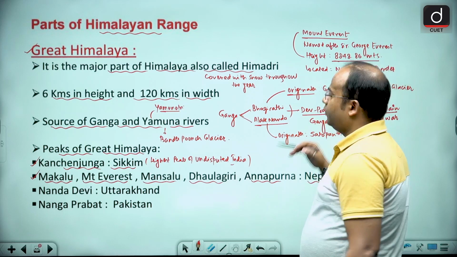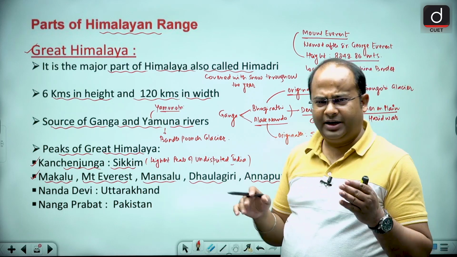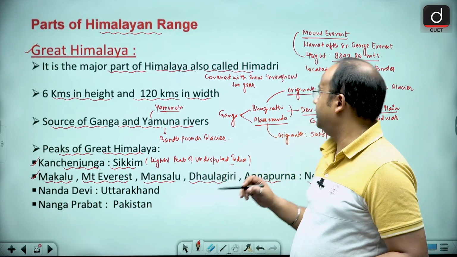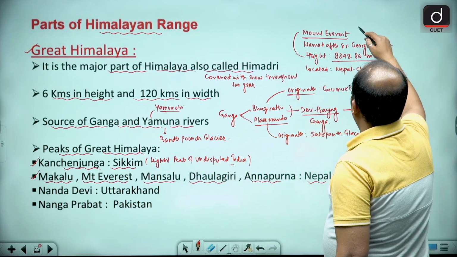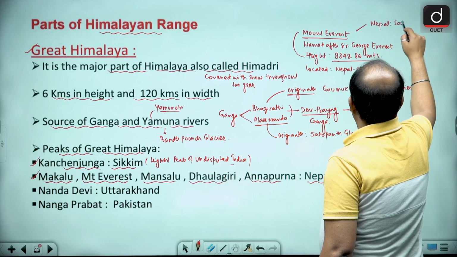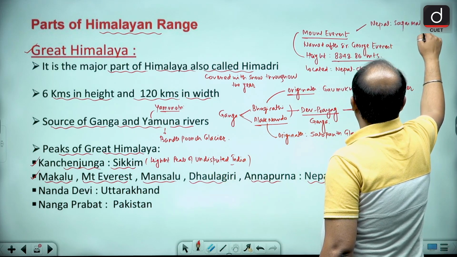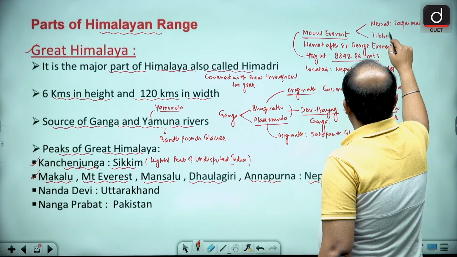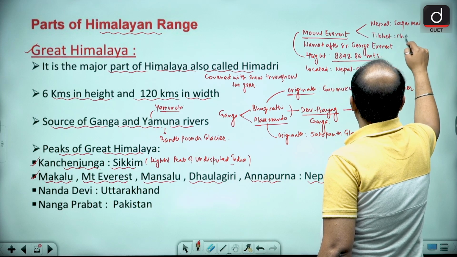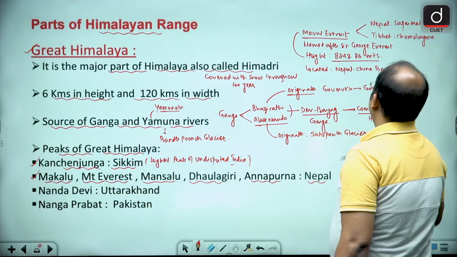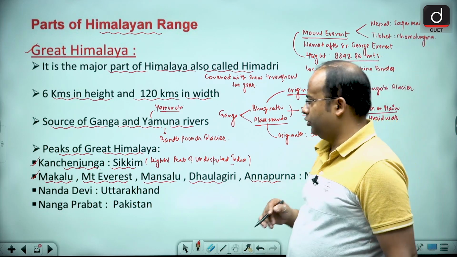The base camp for the Mount Everest expedition you will find in Nepal itself, but the mountain is on the Nepal-China border. In Nepal it is called Sagarmatha, and in Tibet it is called Chomo Lungma.